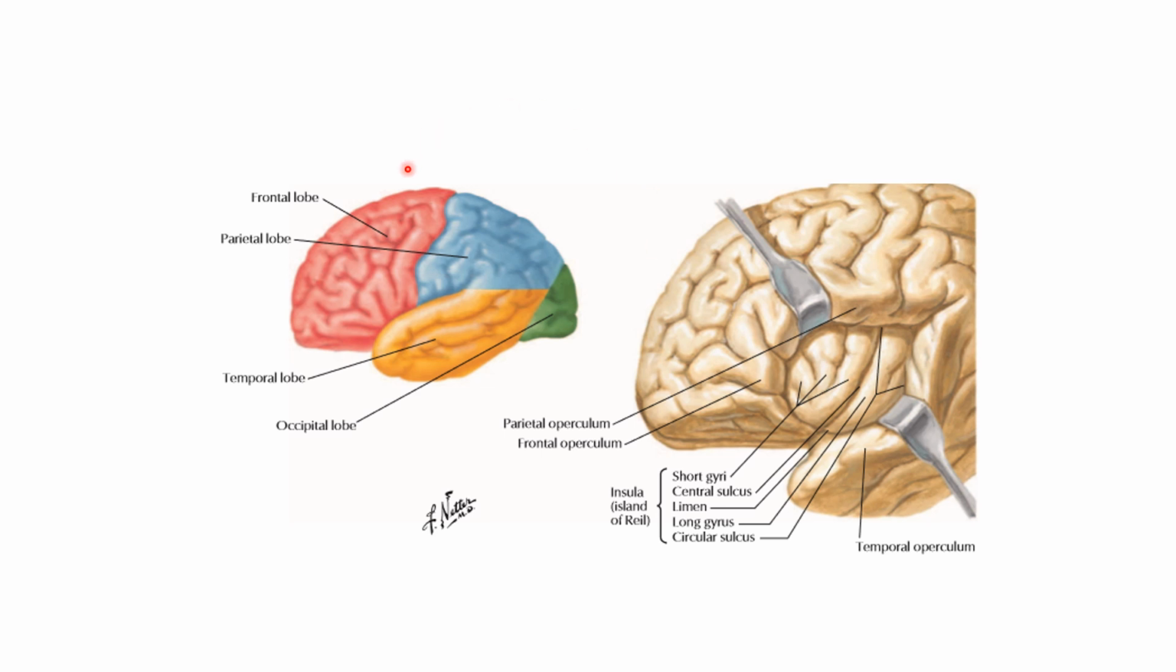Now, as you can see here, this is the frontal lobe, this is the parietal lobe, this is the occipital lobe, and this is the temporal lobe. Now, there is one more lobe which is present underneath the lateral sulcus. When we reflect out the lateral sulcus from both sides, we are going to find one more lobe which is called the insula. It is also called the central lobe. It has certain long and short gyri. So there are different long and short gyri present in this region.